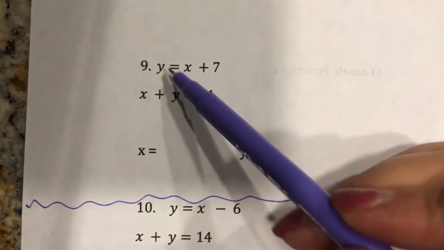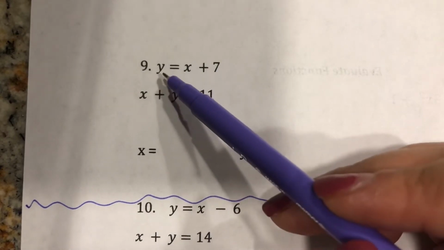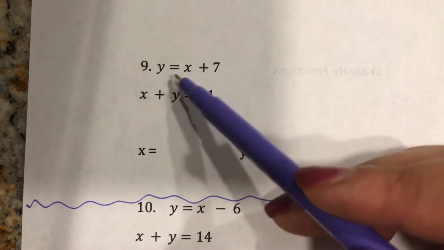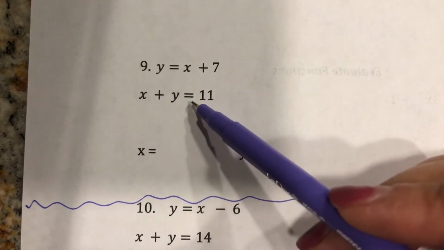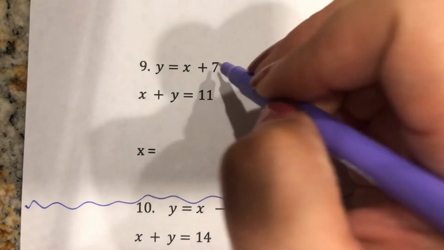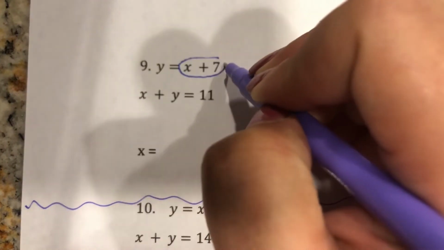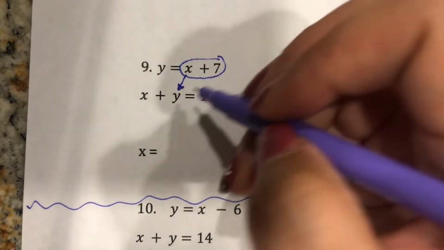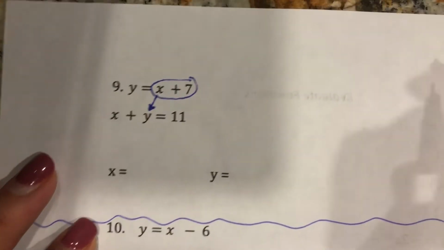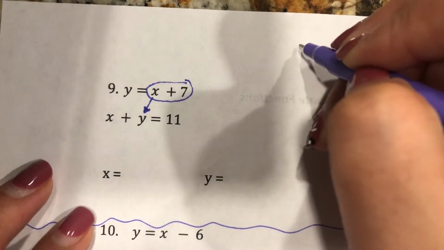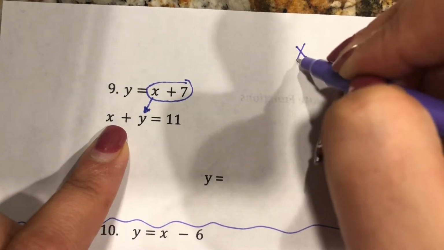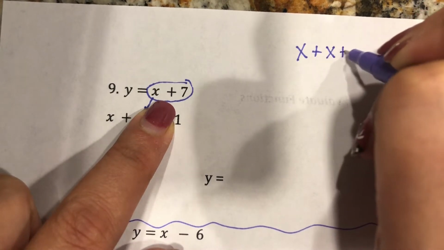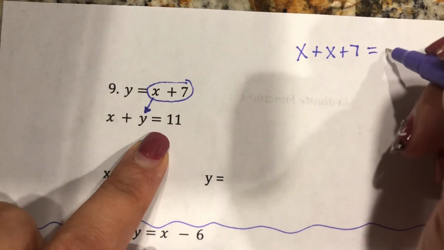All right, so looking at both of our equations, one of them's already solved for one of them. So y equals x plus 7. So this one is already solved. This one is not. So what we're going to do is take this whole piece, x plus 7, and plug it in or substitute it in for our y. So I'm going to come up here and plug in all of this instead of y. So x plus x plus 7 equals 11.